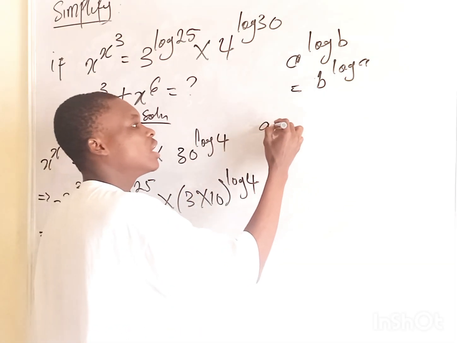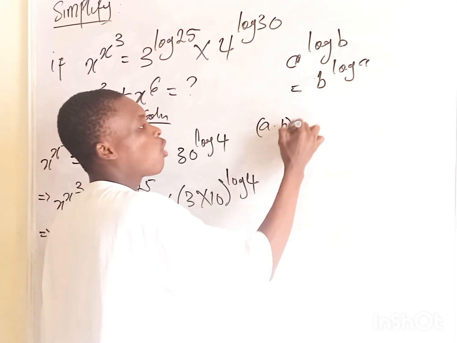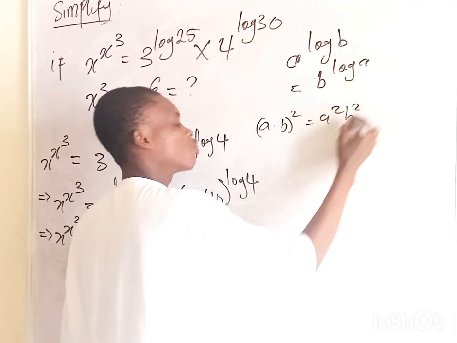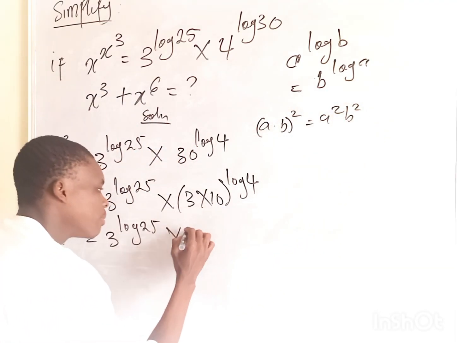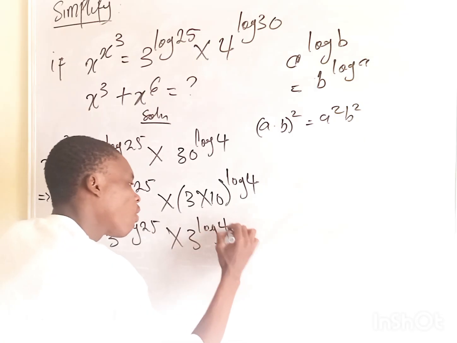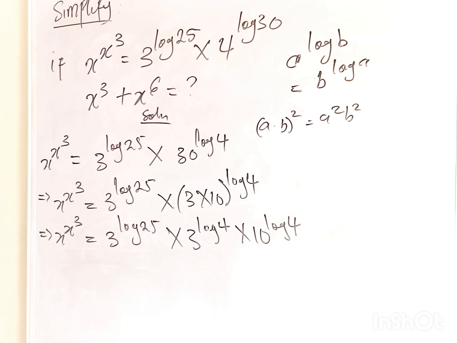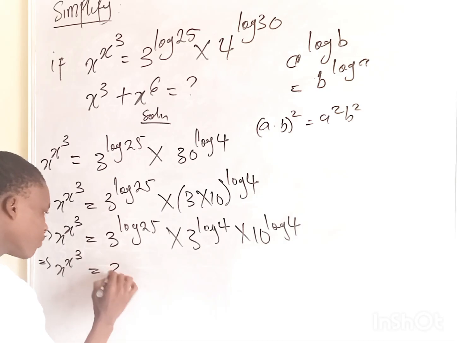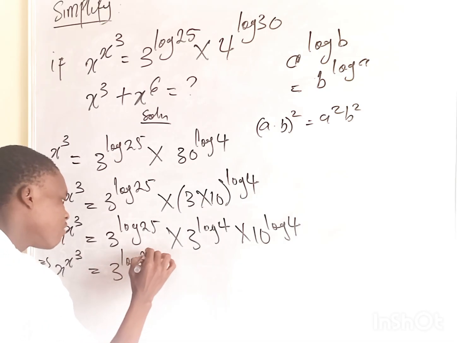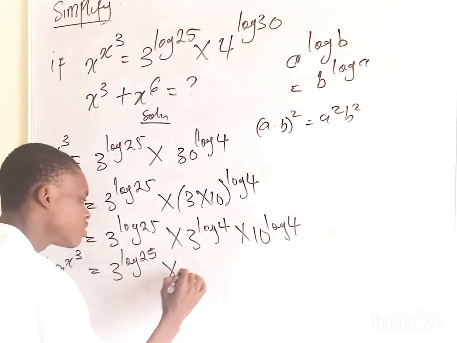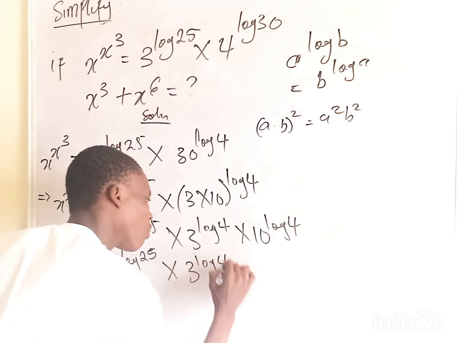So if we have a multiplied by b all squared, this equals a squared b squared. So from here, this one will come here because 3 raised to the power of log what? Log 4. Times 10 raised to the power of log what? Log 4. All right, let's proceed. So from here, clearly, we know that x to the 3 equals 3 log 25 times 3 log 4 times.